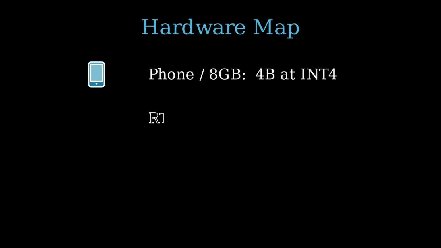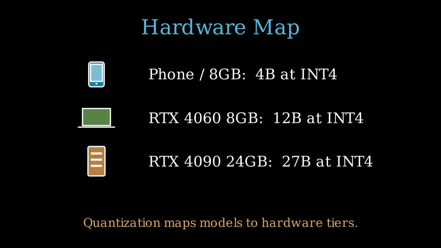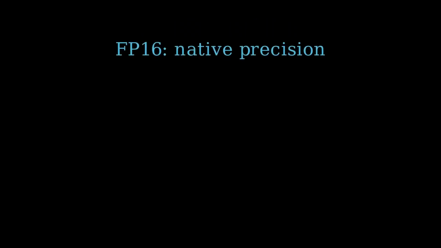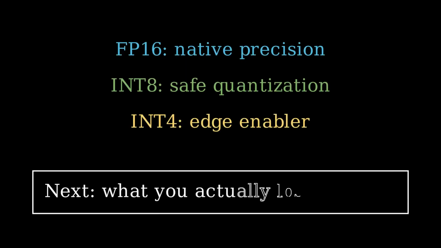The hardware map. A phone with 8 gigabytes runs the 4 billion at INT4. A RTX 4060 with 8 gigabytes runs 12 billion at INT4. A RTX 4090 with 24 gigabytes runs 27 billion. 3 precision levels. FP16 is native. INT8 is the safe drop. INT4 makes edge deployment realistic. But what does INT4 actually cost? Next segment, the quality trade-off.